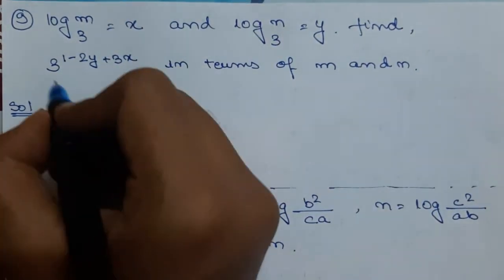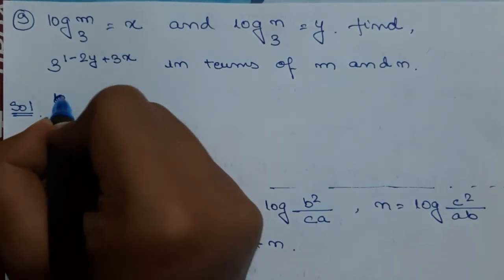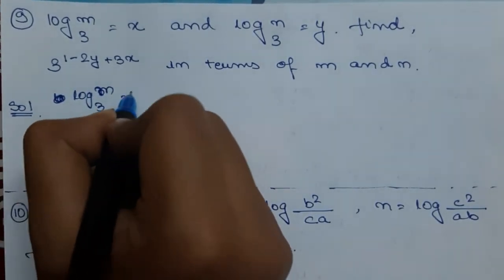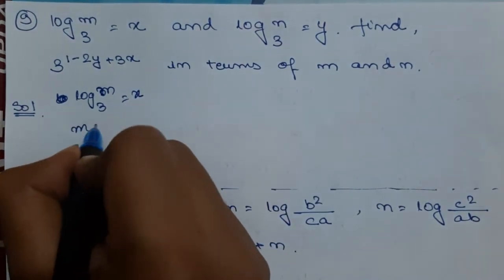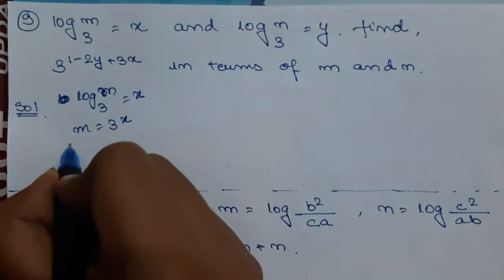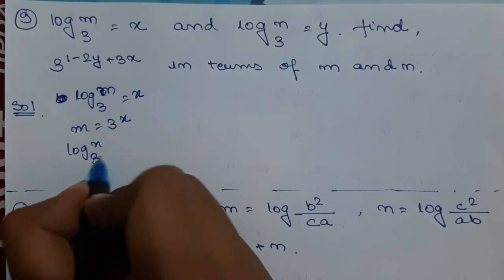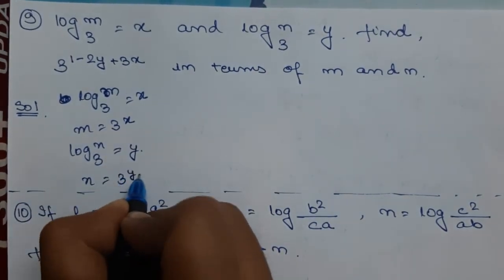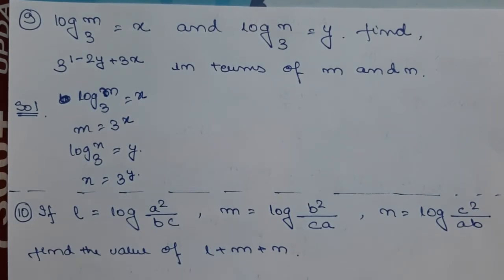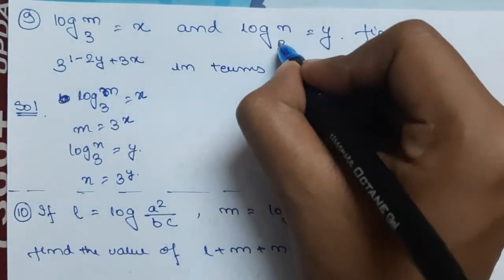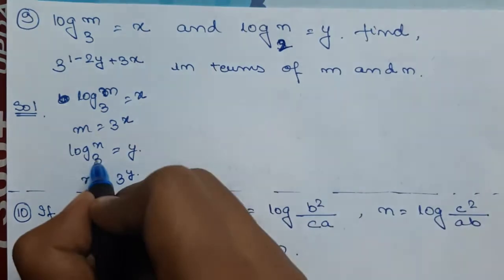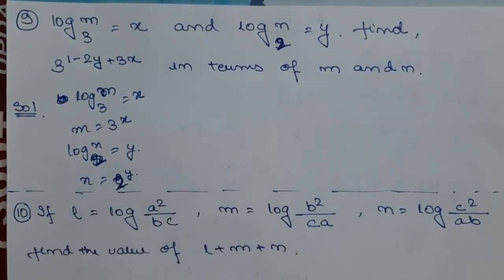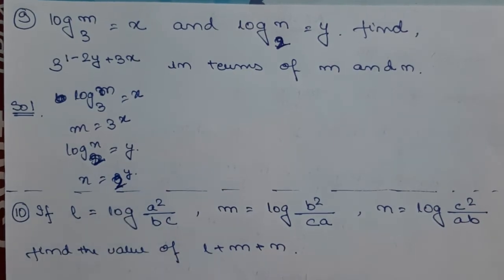See, first, log of m to the base 3 is equal to x, right? And we can write it as m is equal to 3 to the power x. Similarly, log of n to the base 3 is equal to y, so we can write it as n is equal to 3 to the power y. Sorry, I think there is a problem here. It will be 2, I think, not 3. N is equal to 2 to the power y, right?